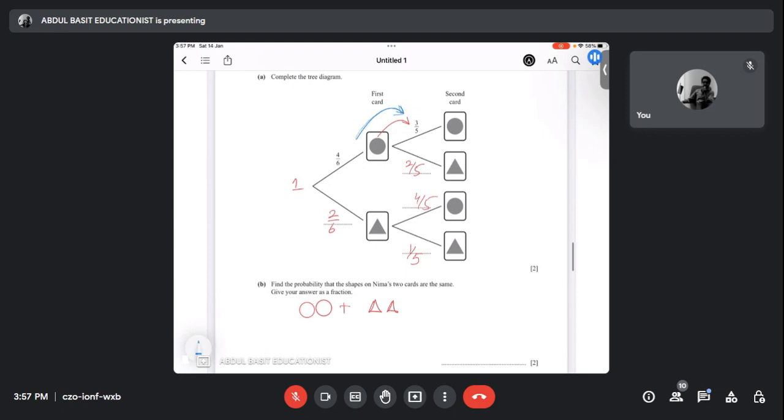This is circle, 4 out of 6, circle, plus 3 out of 5. And this is not plus, it is multiply, dear. 4 out of 6 times 3 out of 5, that is the first part, plus triangle will be 2 out of 6. And the second triangle is 1 out of 5.